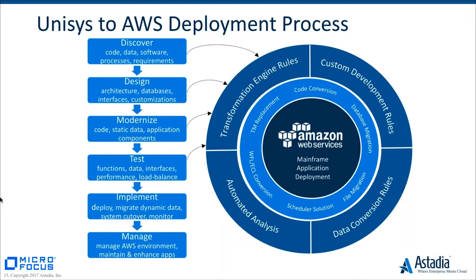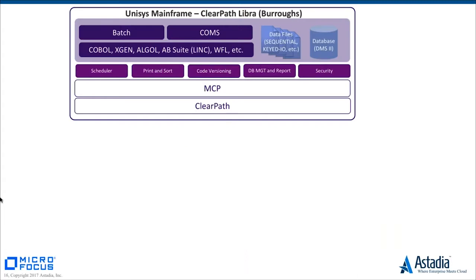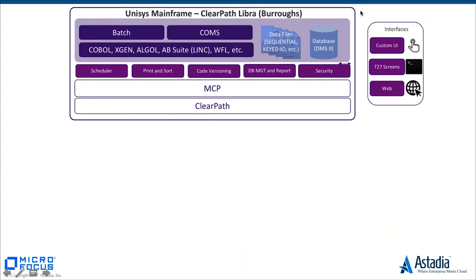So that is really what happens in the modernization stage. We actually run the code through the filter. We take a look at the data, the static data, what can be moved over early, what's dynamic and needs to be migrated at the last minute, what application components need to be in place before we go live and start setting things up. We move into the test phase where we start testing everything that we've migrated in our sandbox environment. Do performance testing and load balance testing.